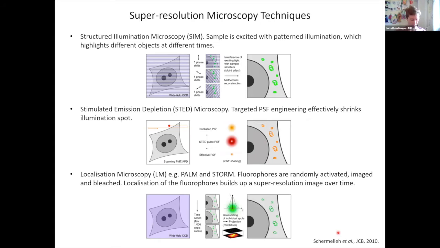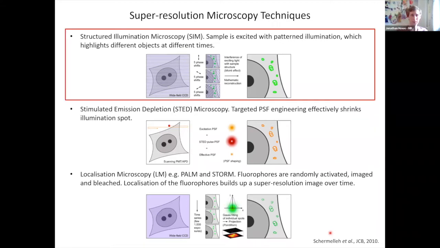And exactly, these are the sort of initial or original super-resolution techniques. And there are many, many more techniques now, some of which fall within one of these categories, but work slightly differently. Some of them fall within multiple categories, but I'll go through each of them in turn. So we have structured illumination microscopy, or SIM, stimulated emission depletion, STED microscopy, and localization microscopy, which I'll sometimes refer to as LM.